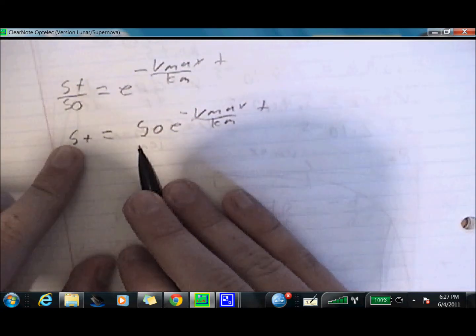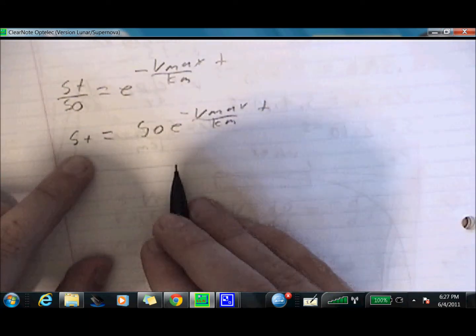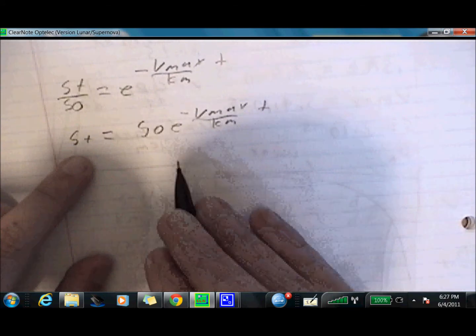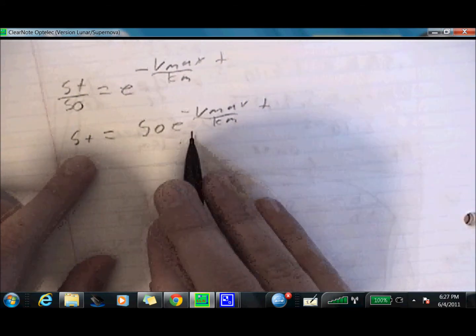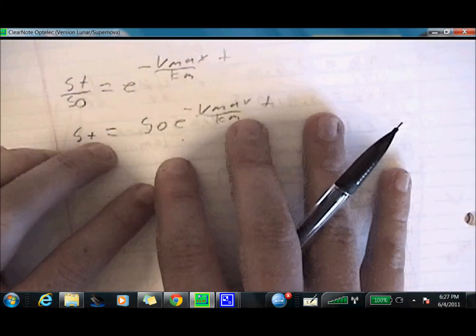Dr. Gassier, if this was kind of confusing, a little fast, Dr. Gassier did do it in class, so you might want to review your notes. And hopefully this isn't too confusing of how I came about this equation.